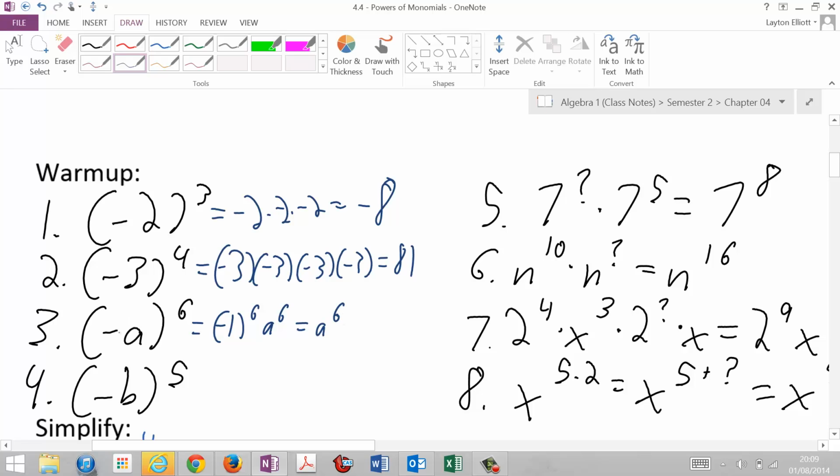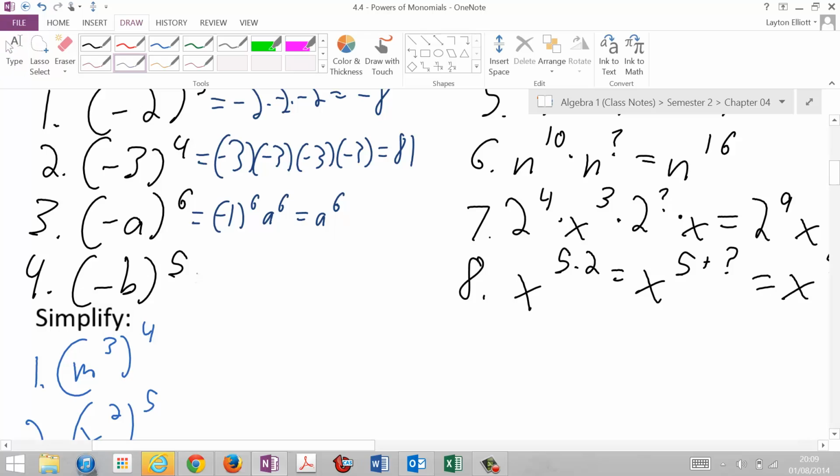I want you to think about that negative going away, whereas in number 4, that negative would stay because I'm raising it to the fifth power. If I multiply a negative by itself 5 times, I'm going to keep that, and that b to the fifth power is just going to be b to the fifth power. This one I am going to write out, because I want you to think about this as negative b times negative b times negative b times negative b times negative b, and see what happens. We still have a negative, but then b to the fifth power.